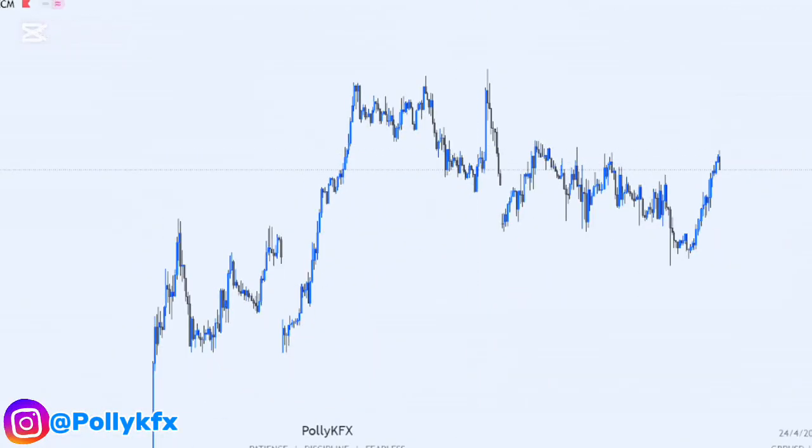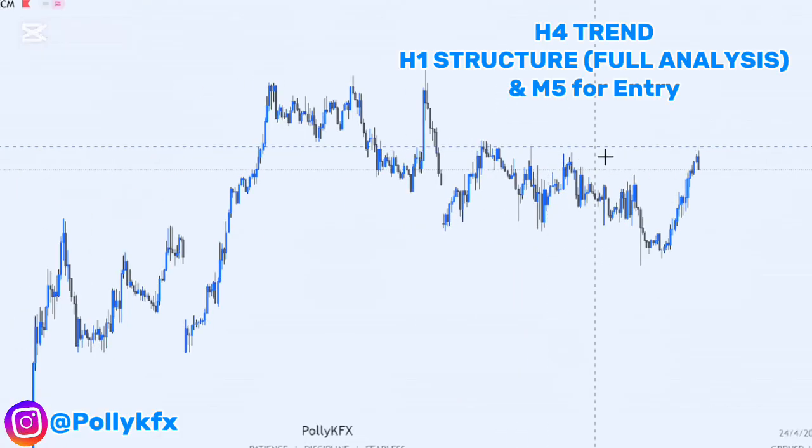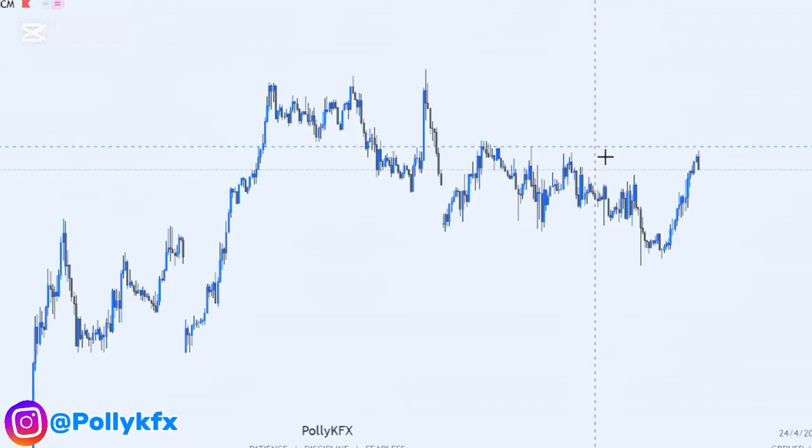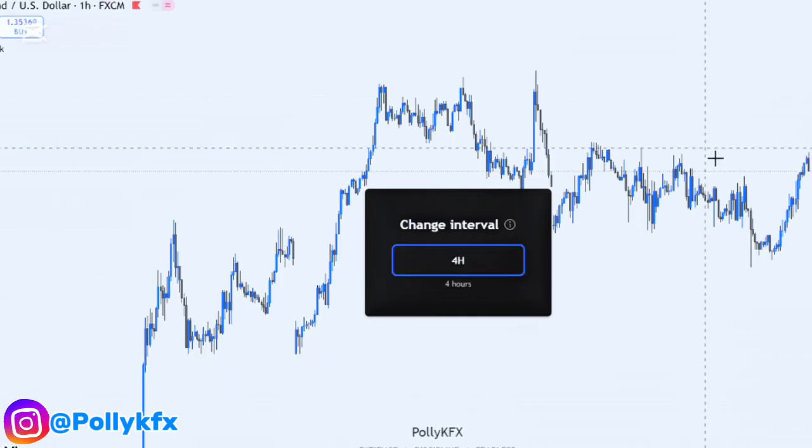So traders, this is the GBP USD chart, and I always start my analysis from the H4, H1, and then my entry on M5. But since the market is closed and I'm not going to enter anything, there's no need to use the M5. So let's get started from the H4.